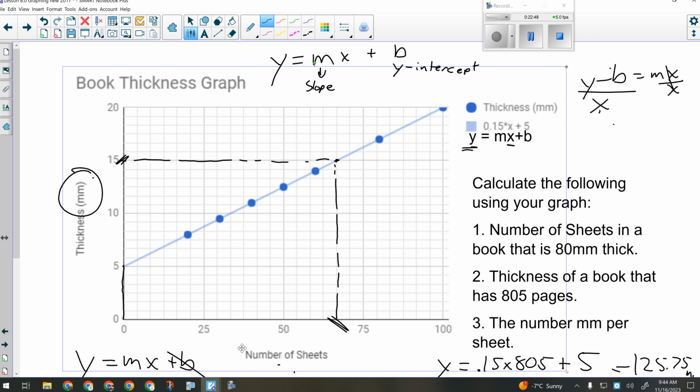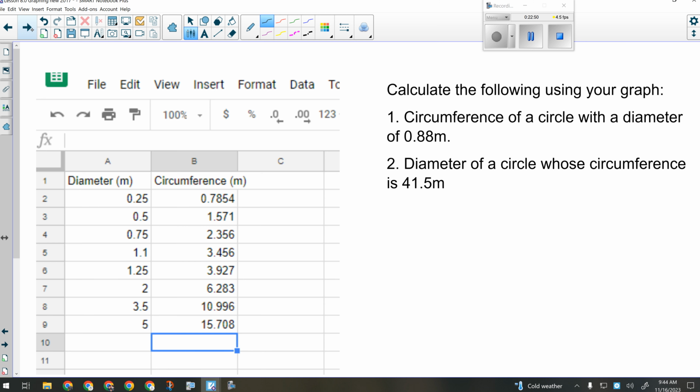Okay, so circumference of a circle with a diameter of 0.88 meters. I take 0.88 and I multiply it by the slope, which is 3.1, or I multiply by pi. And I get it. And then the diameter of a circle whose circumference is 41.5 meters, well, then I divide that by pi. And technically I would also subtract the 0.149 from the 41.5 first. Technically speaking, I should do that, but obviously for this we wouldn't have to.